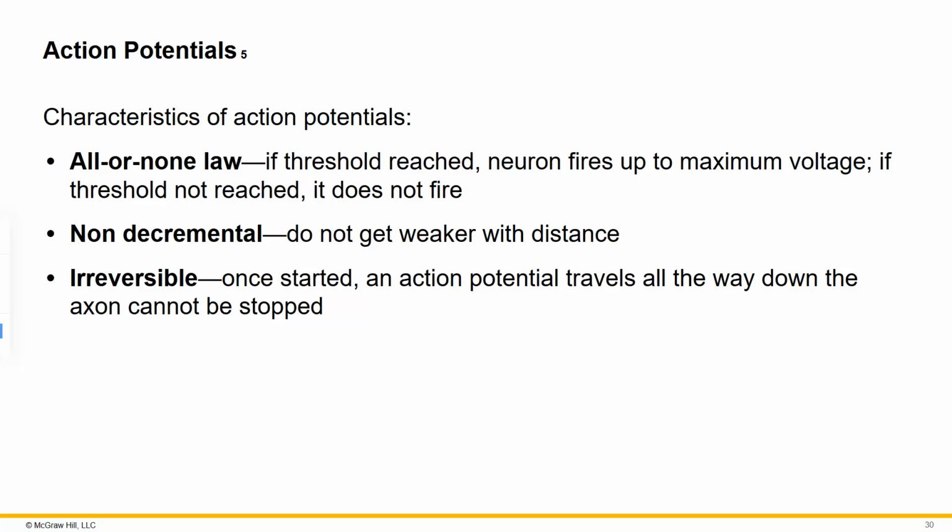Non-decremental, it does not get weaker with distance. So in the action potential, unlike the cell body, which we already talked about, where we had some depolarization that gets weaker from the source and can even be stopped if it's not strong enough to tip the boat over, once we reach the axon, it's all or nothing, and it's going to continue or go down continuously.